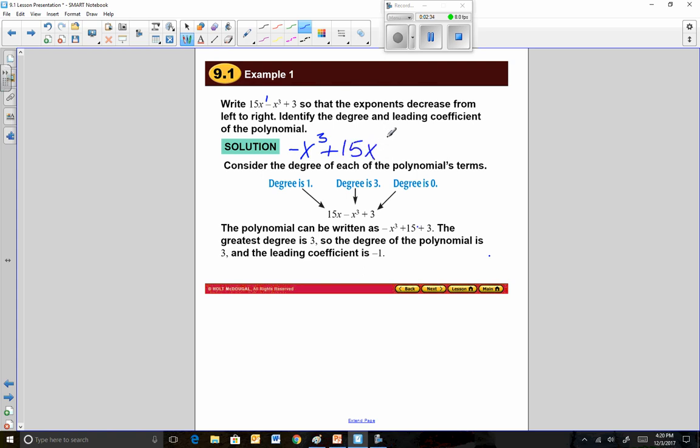We don't bother putting the 1. And then the constant will always be last because its degree is 0. So plus 3. So once again, this is a degree of 3, a degree of 1, and a degree of 0. What's the leading coefficient? The leading coefficient is negative 1 because if you look right here, technically this is negative 1x. So our leading coefficient is negative 1.